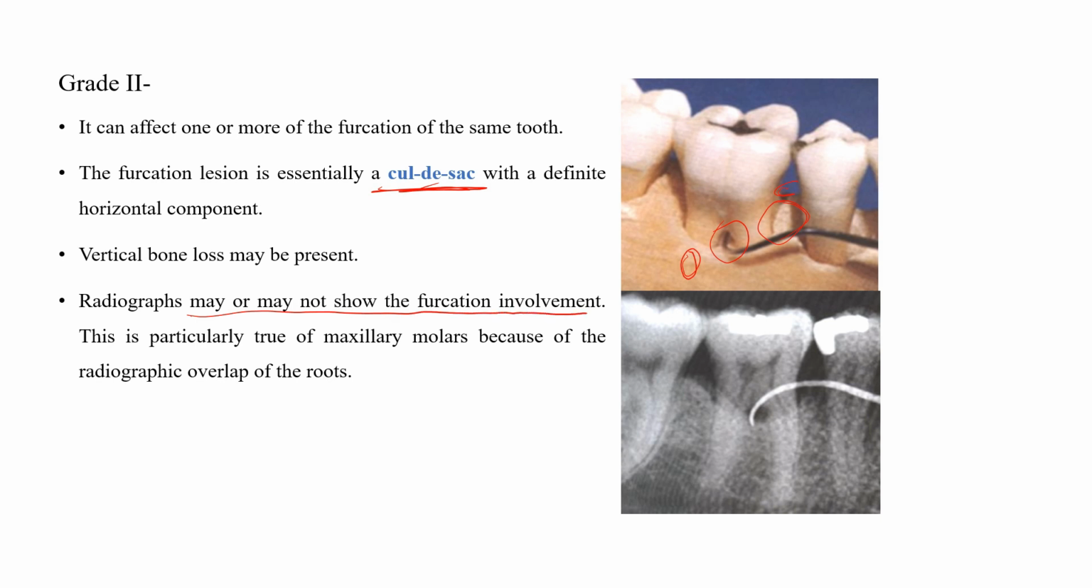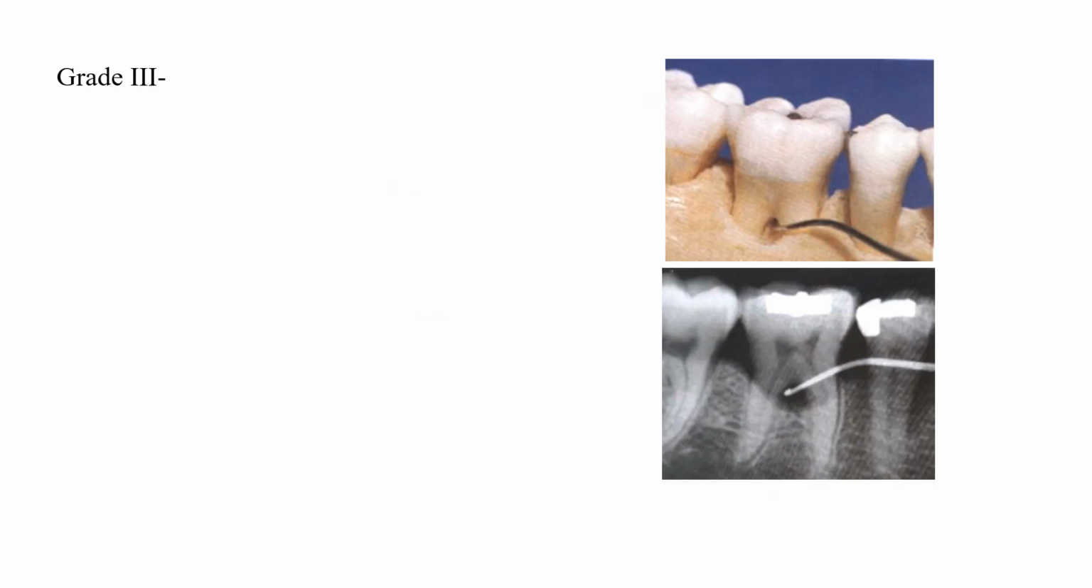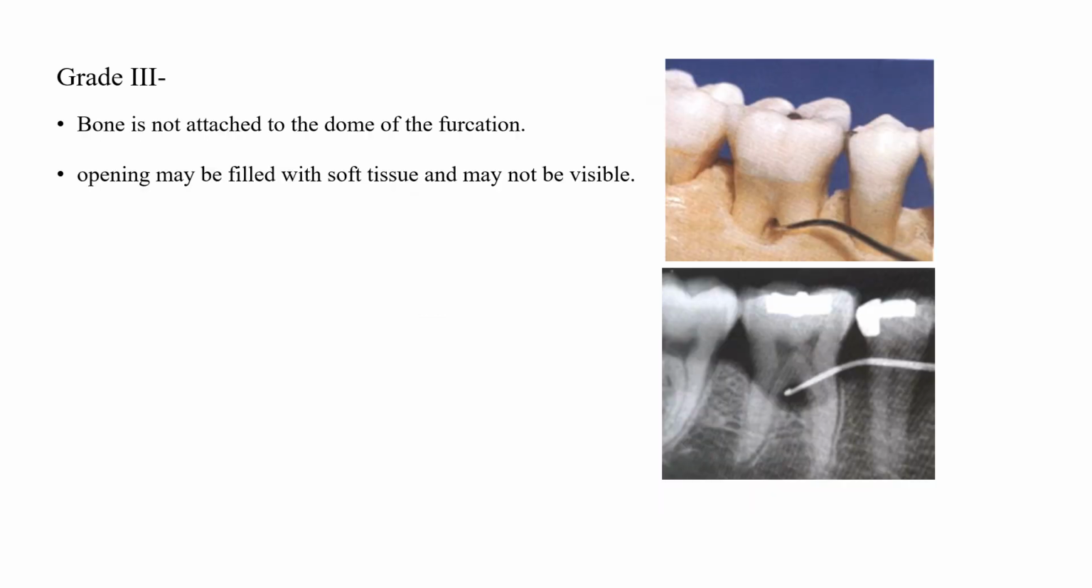Okay, because in the case of maxillary molars, the palatal root actually overlaps the furcation entrance, and so radiographically we may not see the grade 2 furcation involvement in maxillary molars. Grade 3: basically, bone is not attached to the dome of the furcation, that is the roof of the furcation. Okay, the opening may be filled with soft tissue.